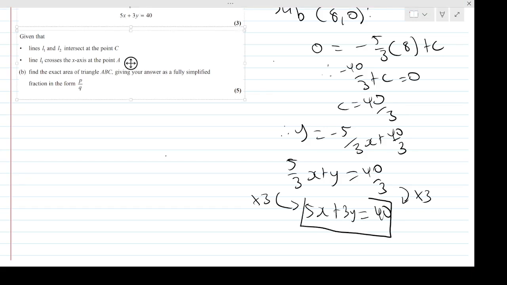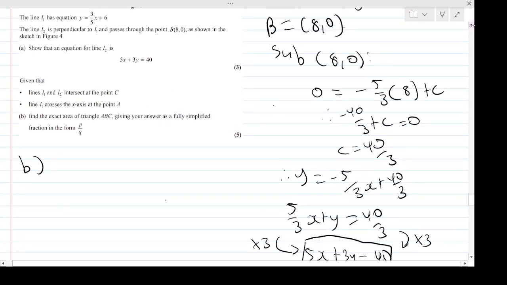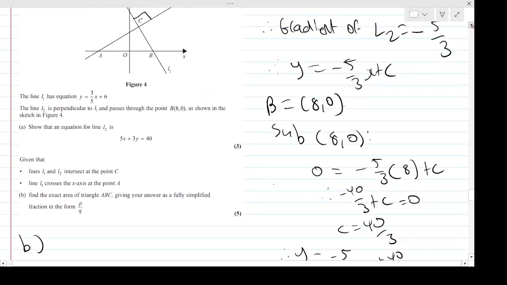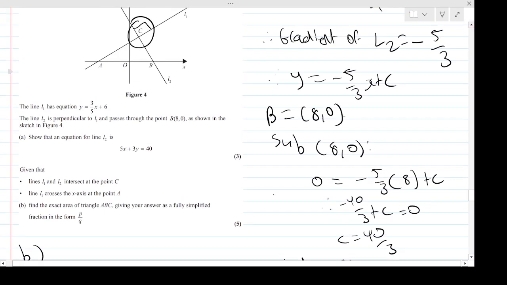Great stuff. Then part B, I'll do over here. We're given some more information. We are also given that the lines L1 and L2 intersect at the point C, where we can see that there. They intersect at C. And the line L1 crosses the x-axis at A. Then it says, find the exact area of triangle ABC, giving your answer as a fully simplified fraction in this form.